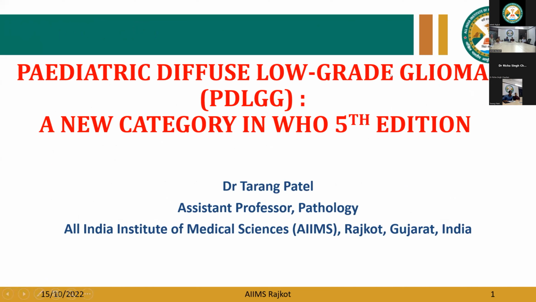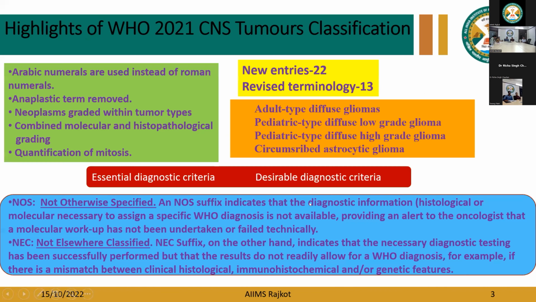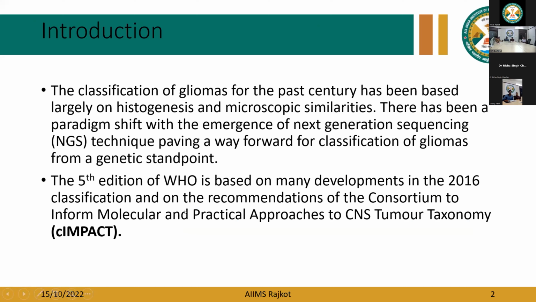Pediatric diffuse low-grade glioma, PDLGG. So this is a new category which has been included in the latest WHO 5th edition 2021. In the previous edition of 2016, there was no such category. Till the last edition, the gliomas were classified based mainly on morphology. But now, with the emergence of NGS, next generation sequencing technique, the classification of glioma is based on a genetic standard. This 5th edition is based on modification of the 2016 classification, and it is based on recommendations of cIMPACT. cIMPACT means Consortium to Inform Molecular and Practical Approaches to CNS Tumor Taxonomy.